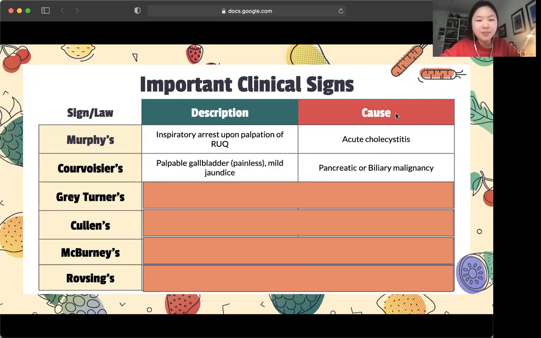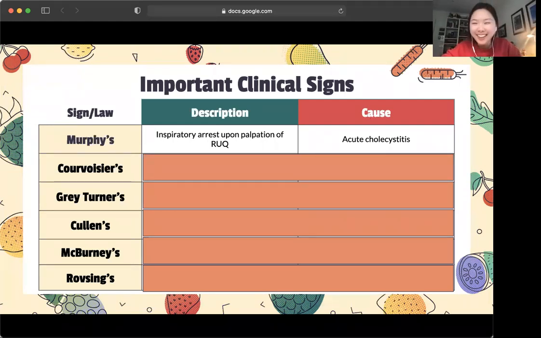And great, acute cholecystitis. Okay, I can never pronounce this, Courvoisier's or whatever, however you pronounce it. It's probably French. Great, anyone can tell me what this is?